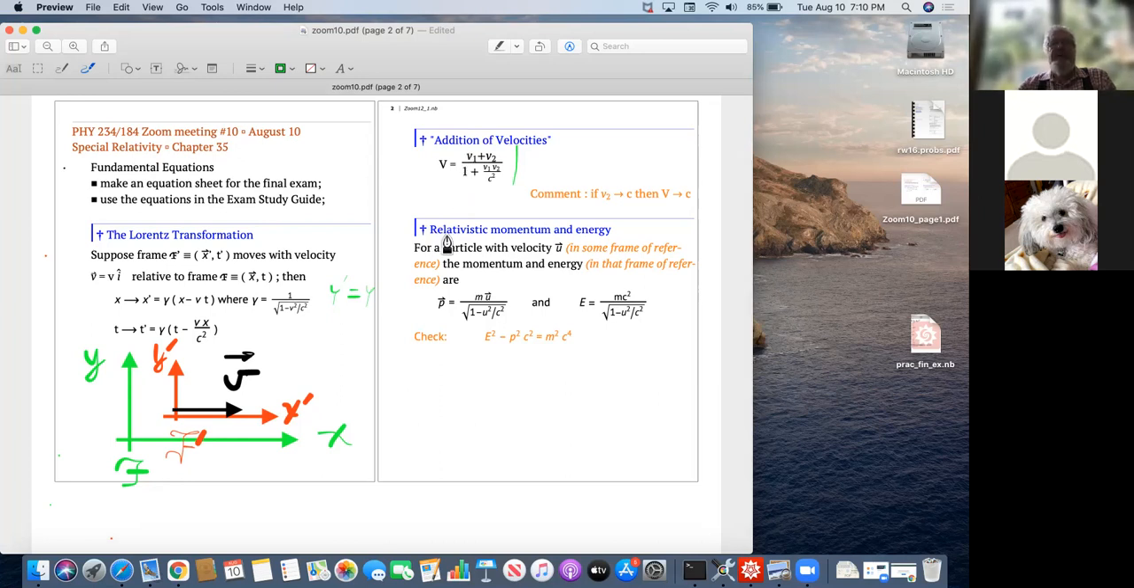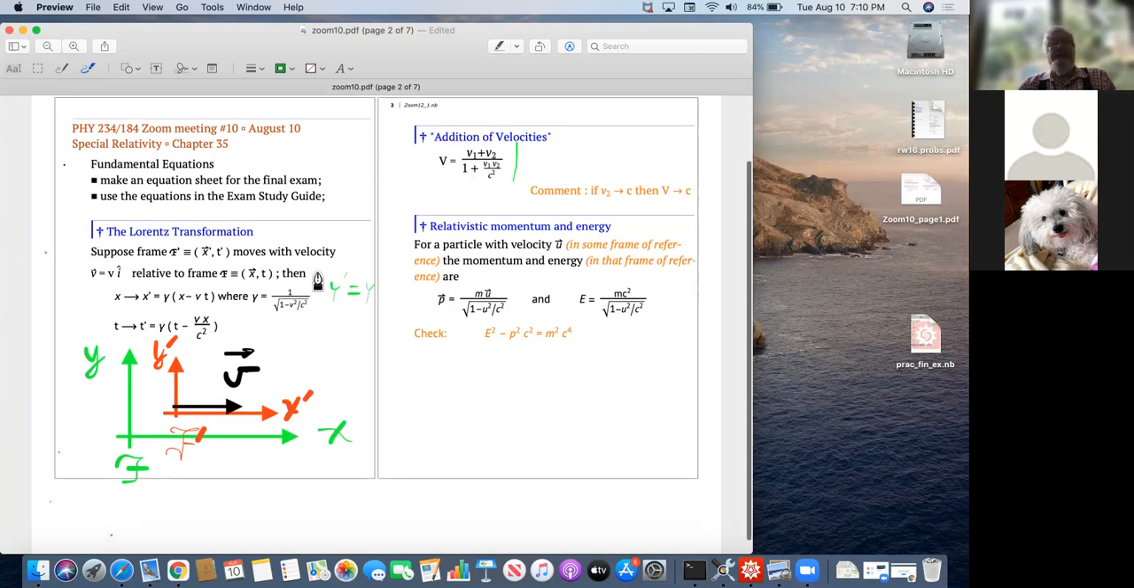And then the other part of chapter 35 has to do with momentum and energy. You know, these are properties of space and time. Well, the other part of the chapter is about relativistic momentum and energy. The equations for momentum and energy are different in special relativity than they are in Newtonian mechanics.